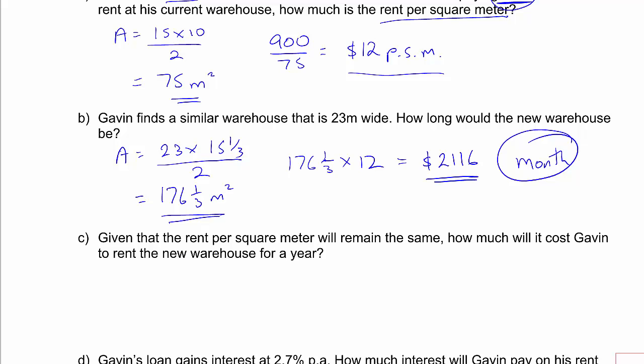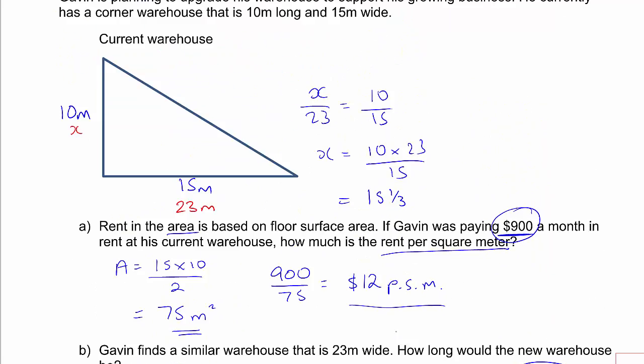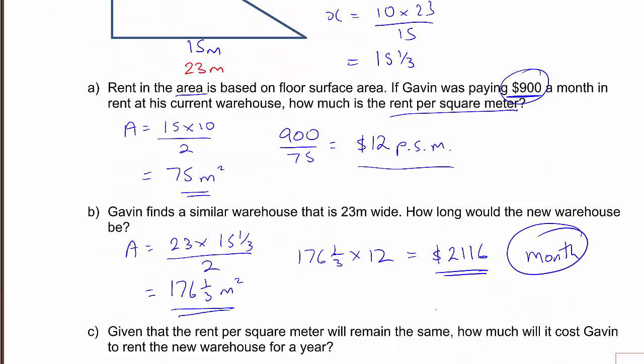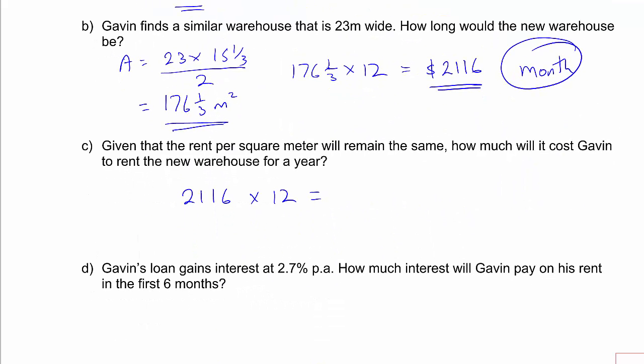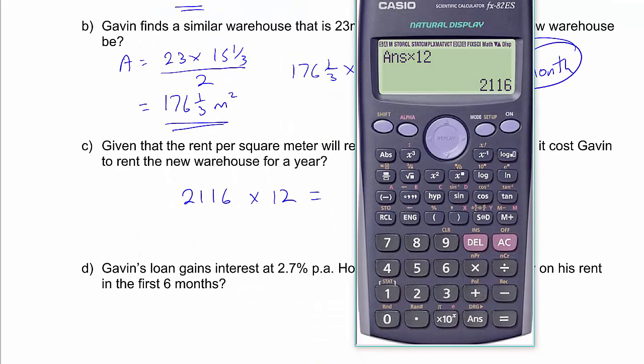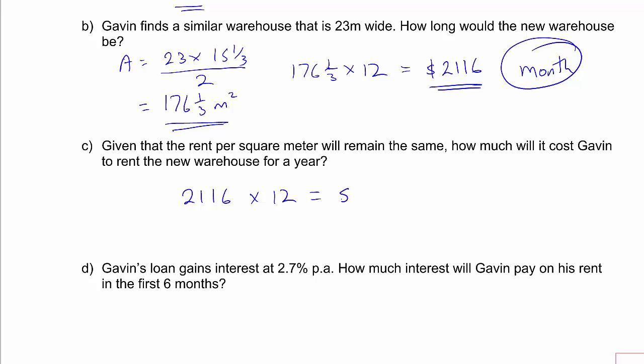Given that the rent per square meter will remain the same, how much will it cost Gavin to rent the new warehouse for a year? So that's going to be 2,116, and we're just doing that multiplied by 12. So times 12, 25,392.